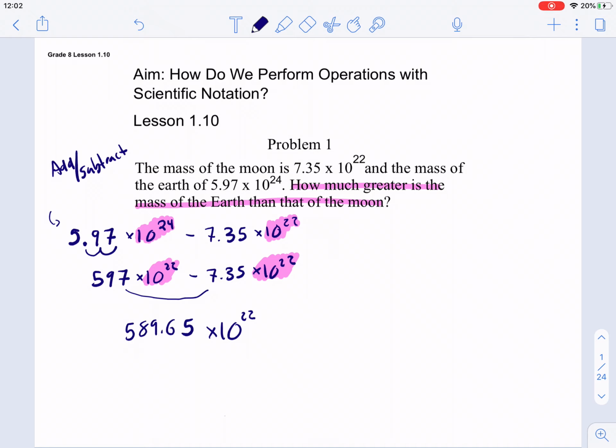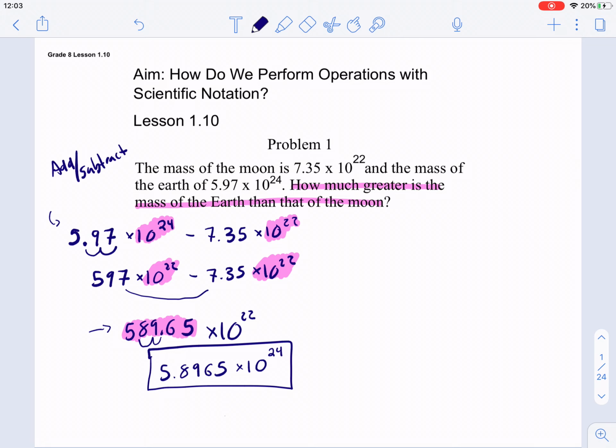589.65. Now I have to check to make sure that my final answer is in scientific notation. This number is not in scientific notation because 589.65 is not between 1 and 10. So I have to move my decimal 2 places to the left. And I get 5.8965 times 10. And since I moved my decimal 2 places to the left, my exponent has to increase by 2. So it's going to turn into a 24. So this is my number expressed in scientific notation.